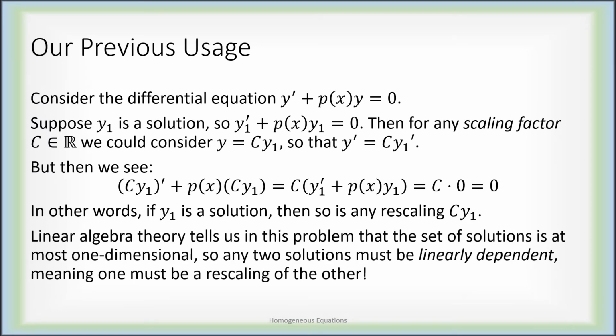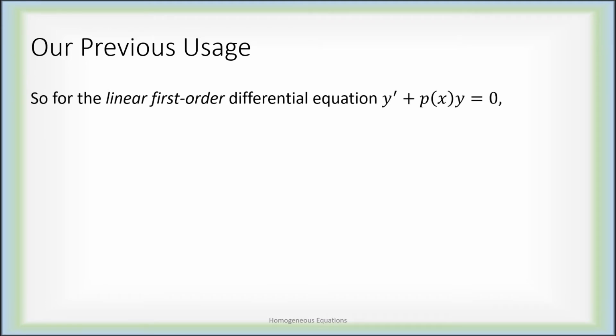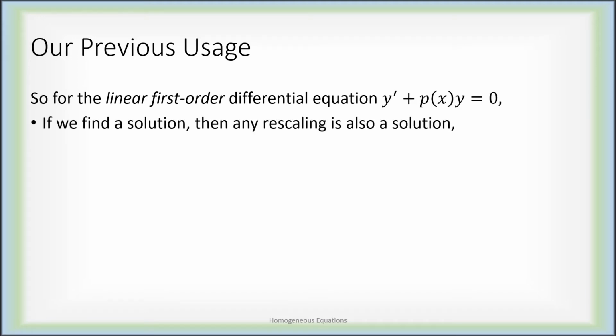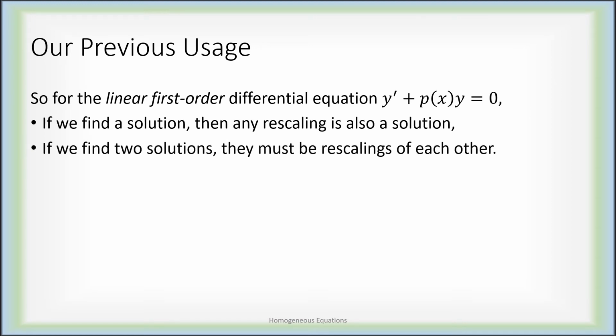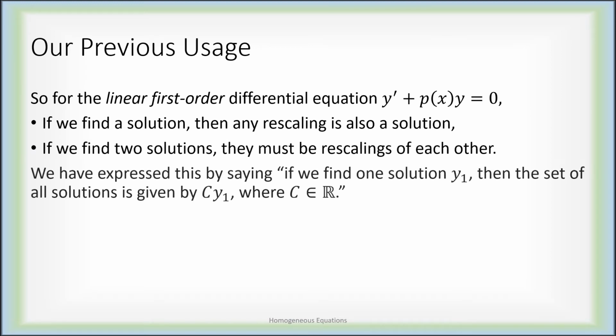And from the theory of linear algebra, we know that the set of solutions to this beginning differential equation is at most one-dimensional. And what that means is that any two solutions must be linearly dependent, which means that one of them must be a rescaling of the other. So if you find any single solution, all possible solutions are just rescalings of that. So in our previous usage, for the linear first-order differential equation, y prime plus p of x y equals 0, if we find a single solution, then any rescaling is also a solution. But conversely, if we find two solutions, they must be rescalings of each other.